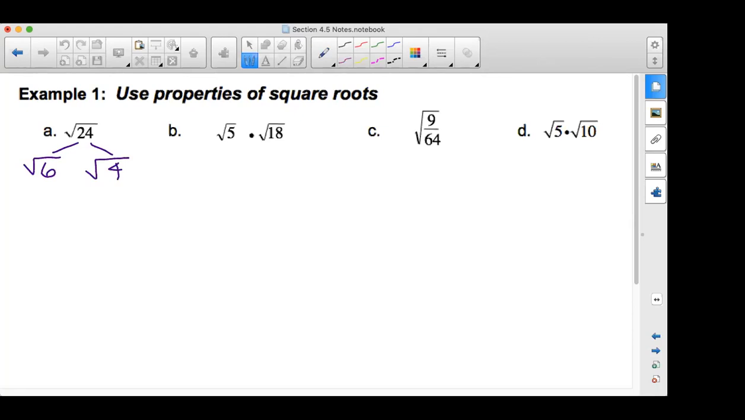So if we have root 6 and root 4, root 4 breaks down into 2. Yep, exactly. So then I'll just flip it around because those are being multiplied. We know that 2 is the square root of 4. So that's 2 root 6, because that's 6 we can't break down anymore.